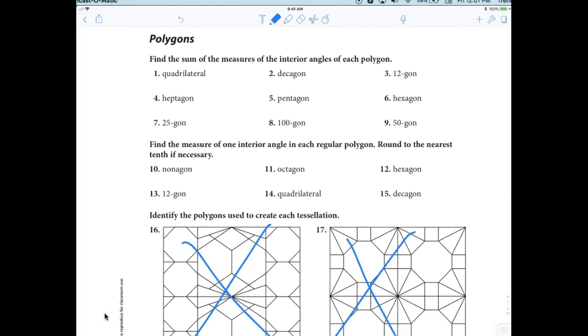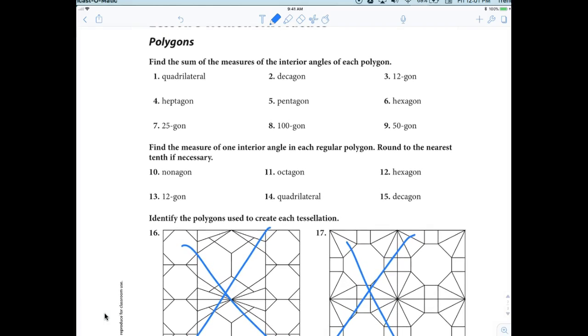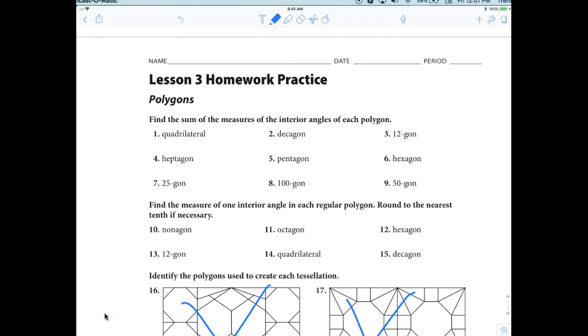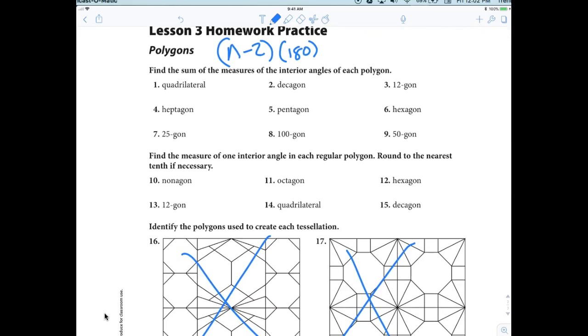The sum. What's the formula? One last time for the sum of the angles. N minus 2 times 180. And then what's the formula for the measure of each angle? N minus 2 times 180, and instead of saying divided by the number of sides, just say divided by N. All right, those are the formulas.